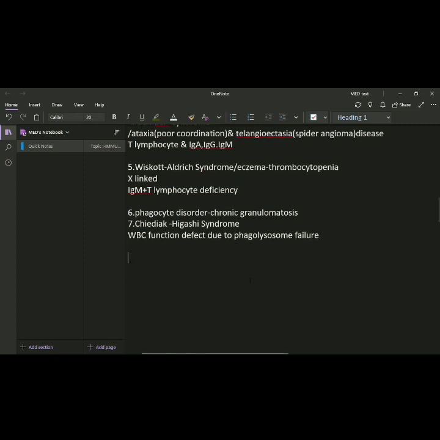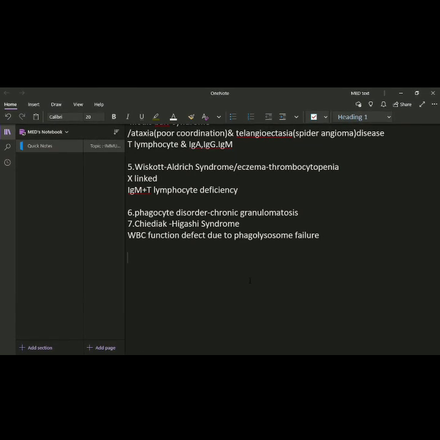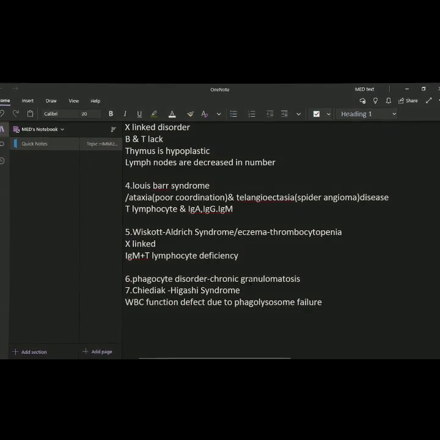So these are the entire disorders of the immune system. So that's it for today. Thank you.